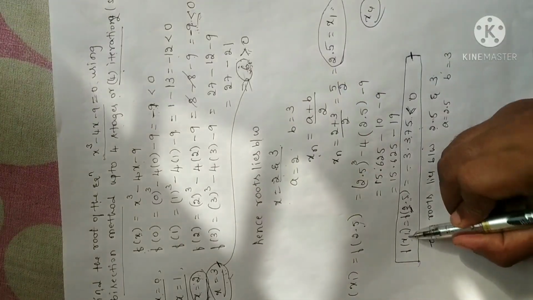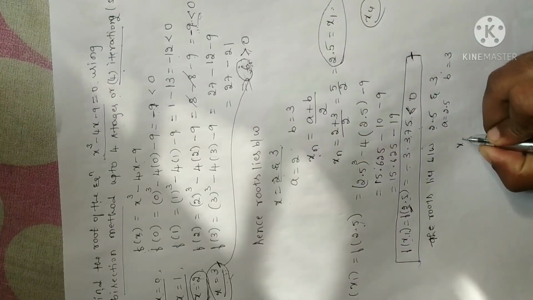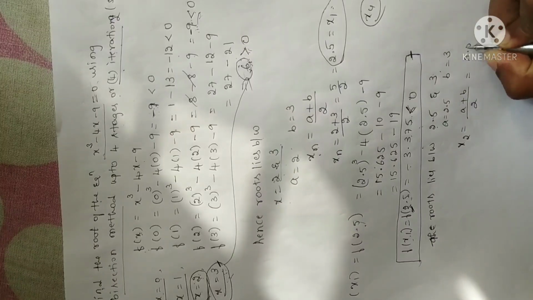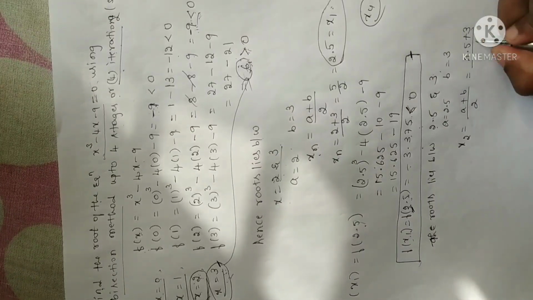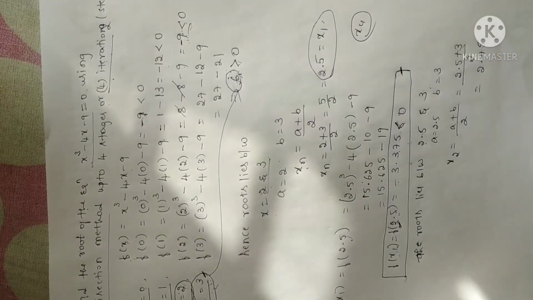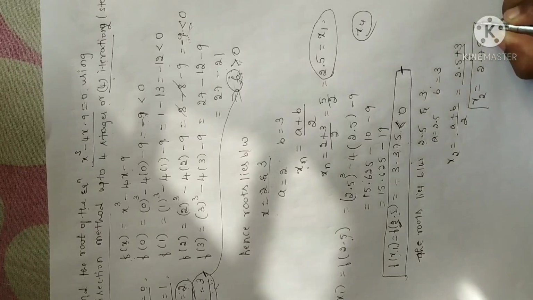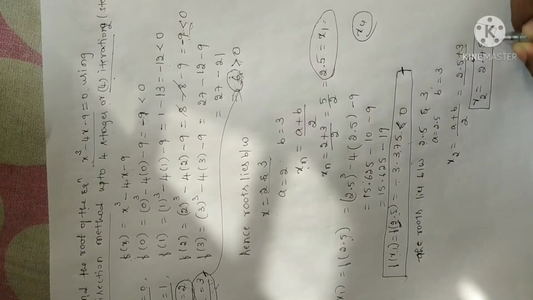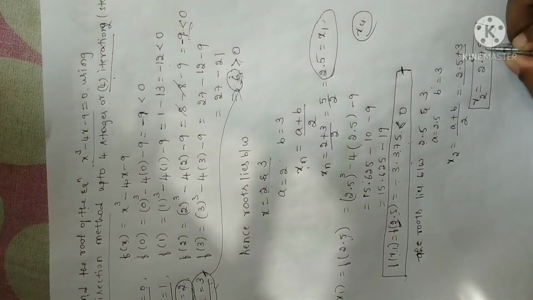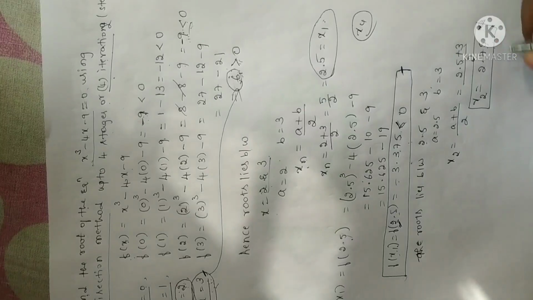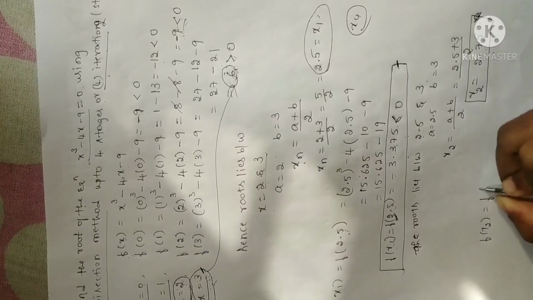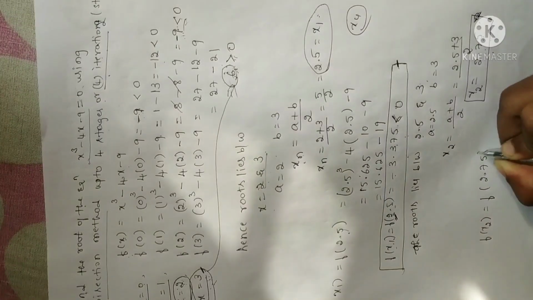Since I have already done x1, now let me calculate the x2 value. x2 is equal to a plus b by 2. It is 2.5 plus 3 divided by 2, which gives us 2.75. Right? The value of x2 is 2.75. Now, is this a positive value? Yes, it is. So x2 is 2.75, but we are not interested in x2. We are calculating f of x2. F of x2 is f of 2.75.